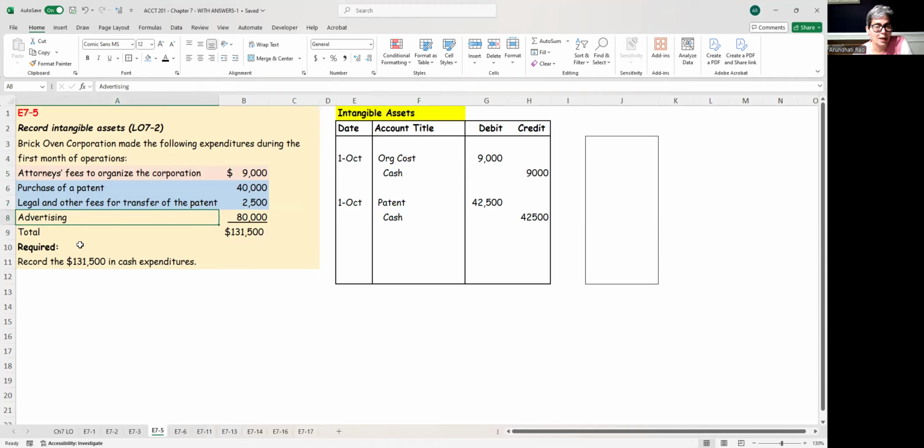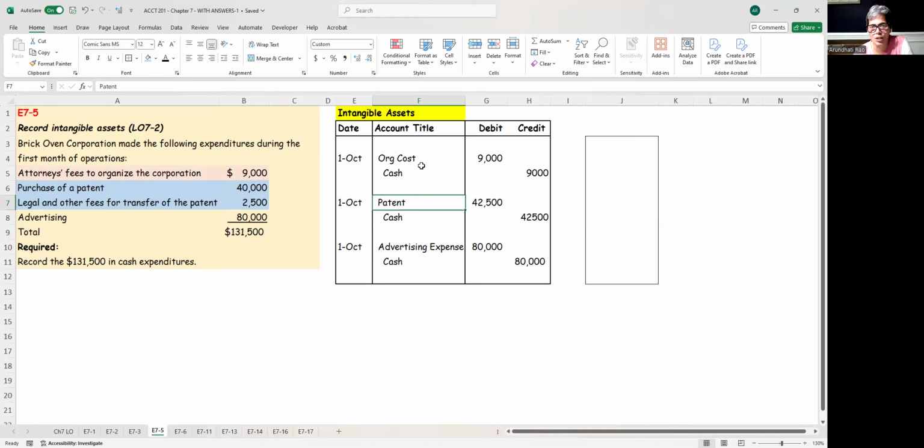And then finally, we spent $80,000 advertising our business in the very first month. Obviously, we hope you're going to get the benefit for an extended period of time. Now, for advertising expense, unfortunately, no matter how much you spend, you have to expense it immediately. So that's going into your income statement immediately, advertising expense debit, cash credit, $80,000. So this goes into your income statement. Organization cost and patent are going to go into your balance sheet.